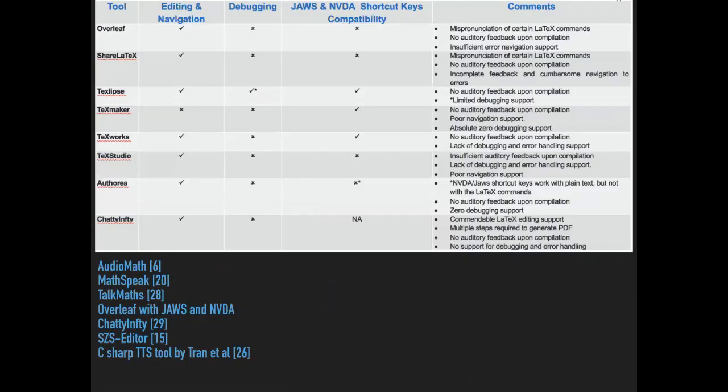So we did a lot of analysis. We looked at different tools: Overleaf, ShareLaTeX, TeXlipse, TeXmaker, TeXstudio, and Chat Infinity, which is an expensive tool. And we looked at how they support navigation, how they support editing, how they support debugging, and whether they are compatible with some of the top-notch text-to-speech engines.